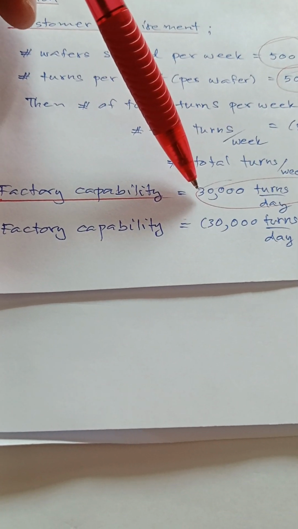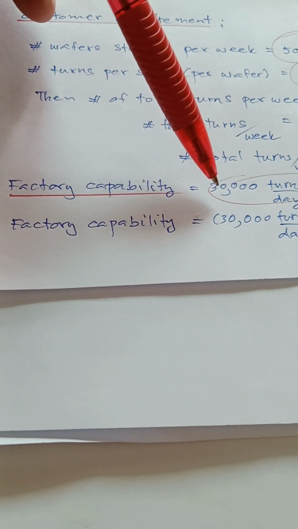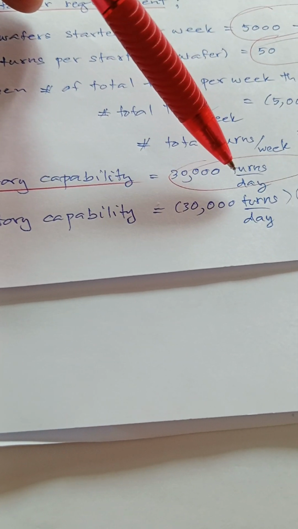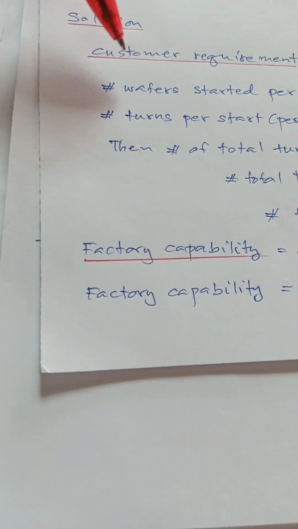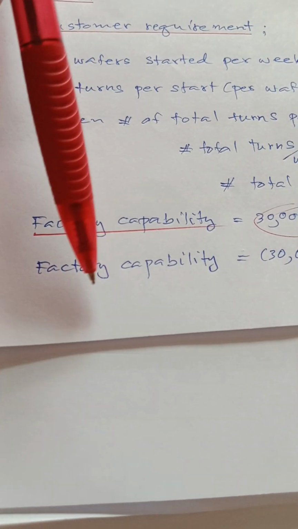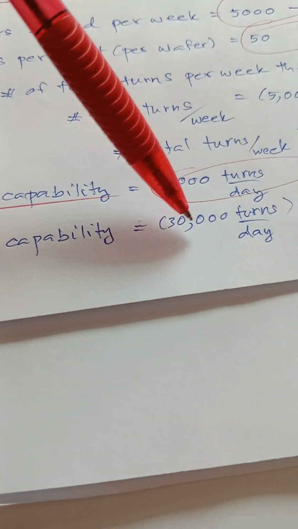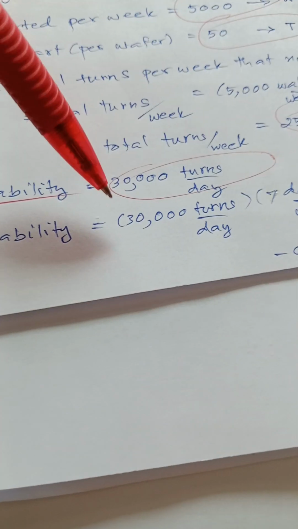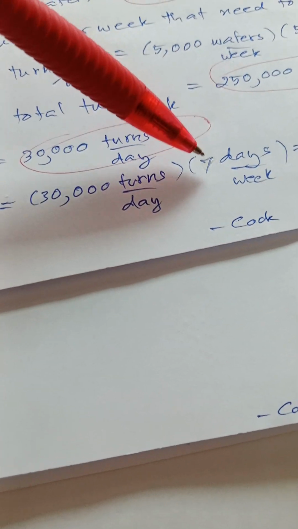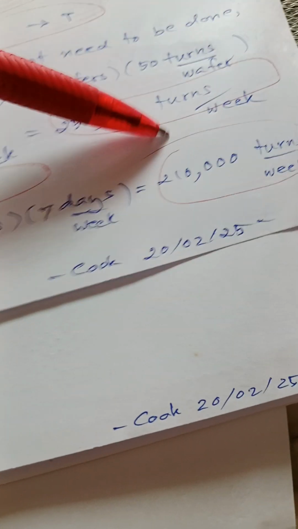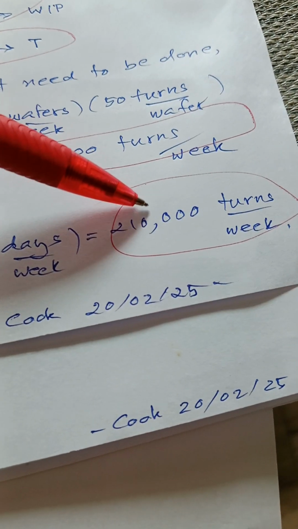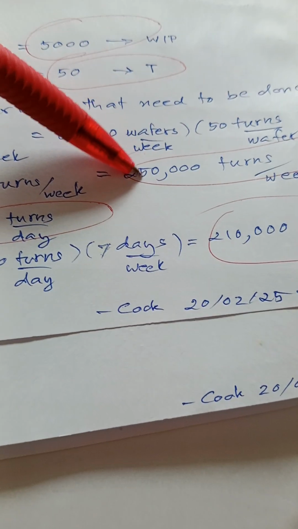Now, for factory capability, you can do 30k turns per day. Now you're looking for per week, right? Because you want to compare with your customer requirement. So for your factory capability in terms of number of turns per week, you simply multiply 30k turns per day by 7 days per week. So that gives you 210k turns per week, and you can see the number here. Let's take a look at the next page.